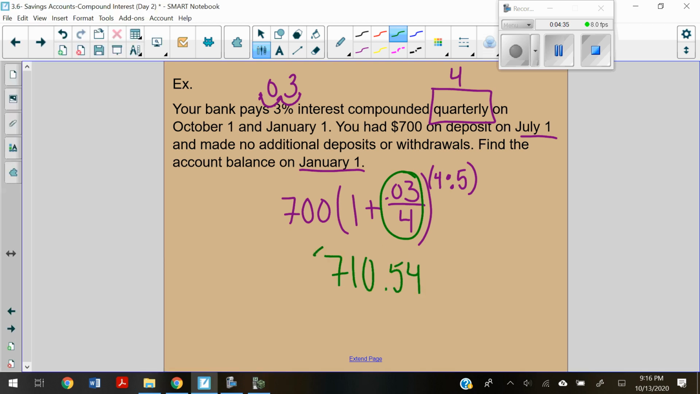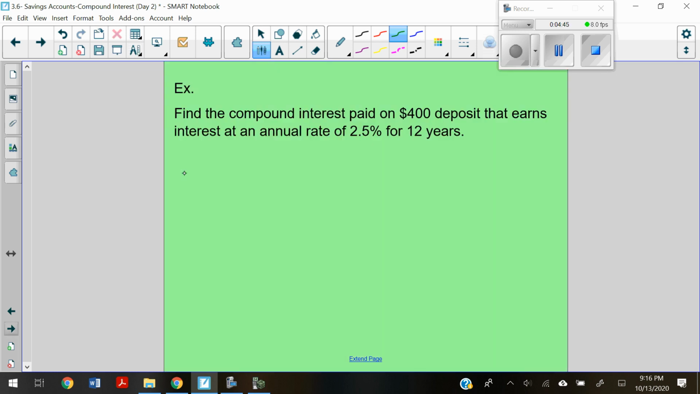710.54 cents is how much my account balance is on January 1st. Okay, let's turn the page and try another one.